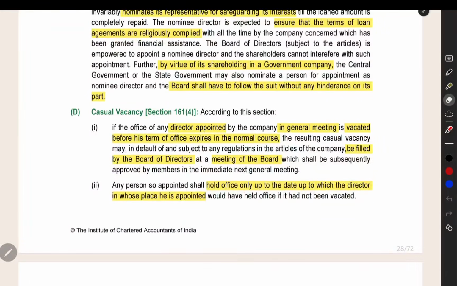Next is casual vacancy. If we have a director who is appointed at the general meeting, we already saw that normally directors will be appointed by the shareholders in the general meeting. Such a director's term of office has not yet expired in the normal course. He still has time to work as a director, but due to some reason, his office gets vacated. In that case, we can appoint another person in the place of the original director, for the remainder of the original director's term, to fill the casual vacancy. We can appoint an additional director to fill the casual vacancy at a meeting of the board.